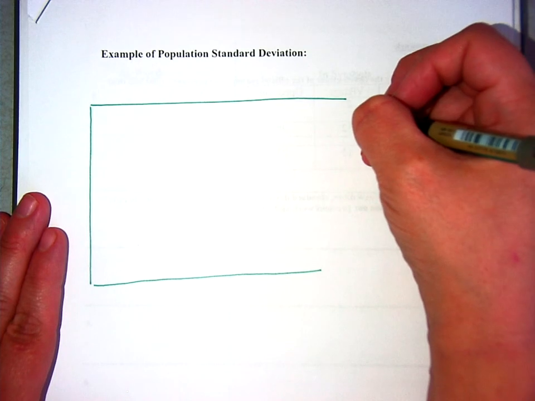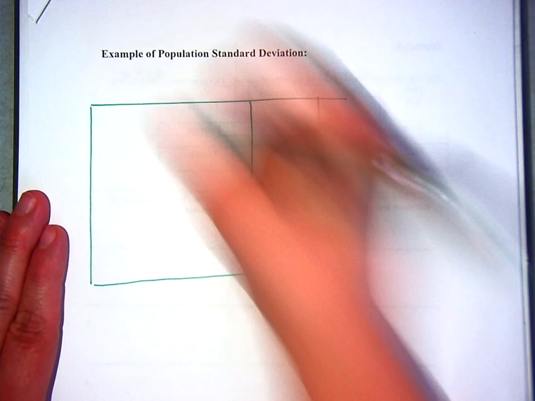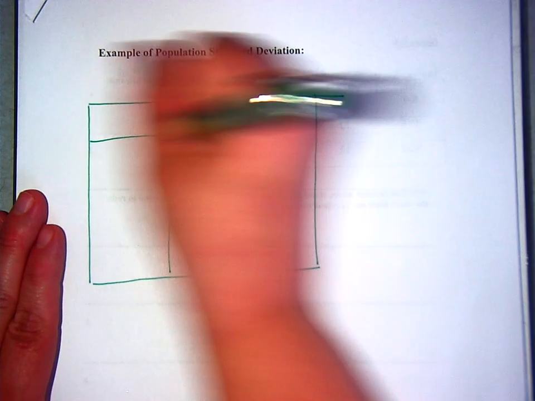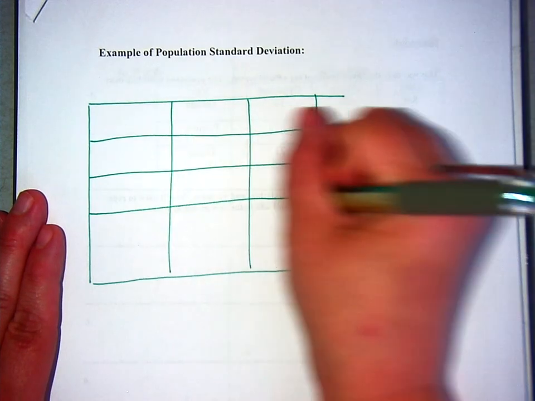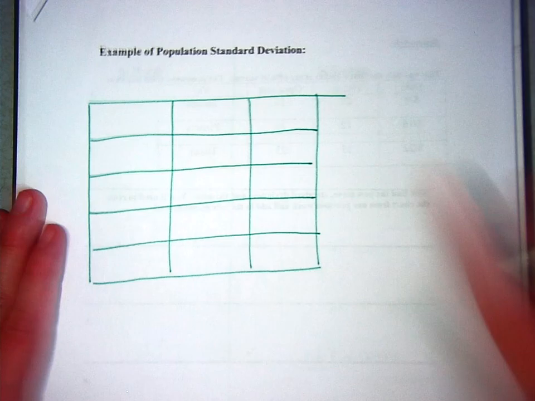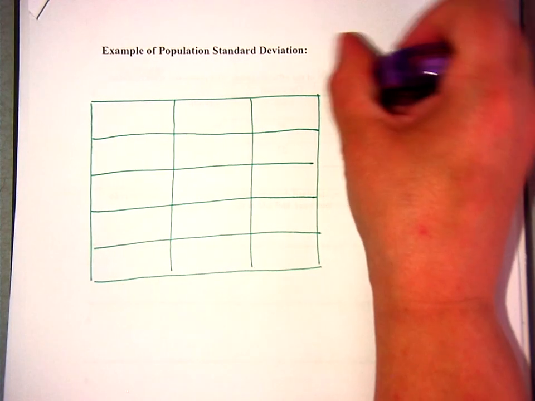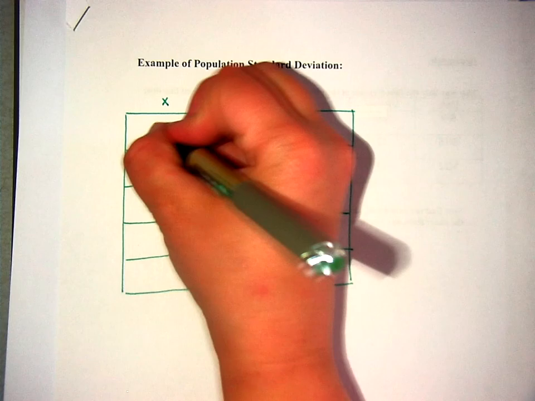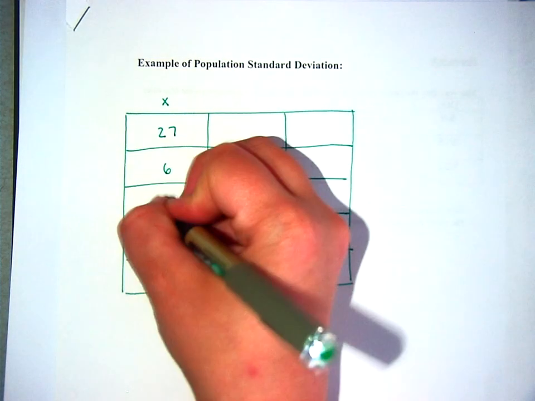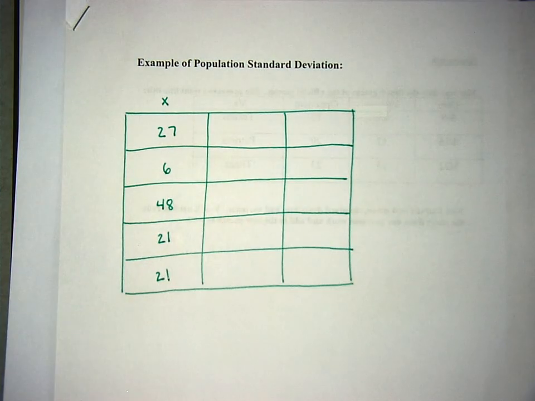It's just 3? It's just 3. All right, so we're going to have 3 columns and 5 rows. You guys are going to come up with the formula for standard deviation, and I'm going to help. So we're going to start with our data points from the front page, which was 27, 6, 48, 21, and 21.